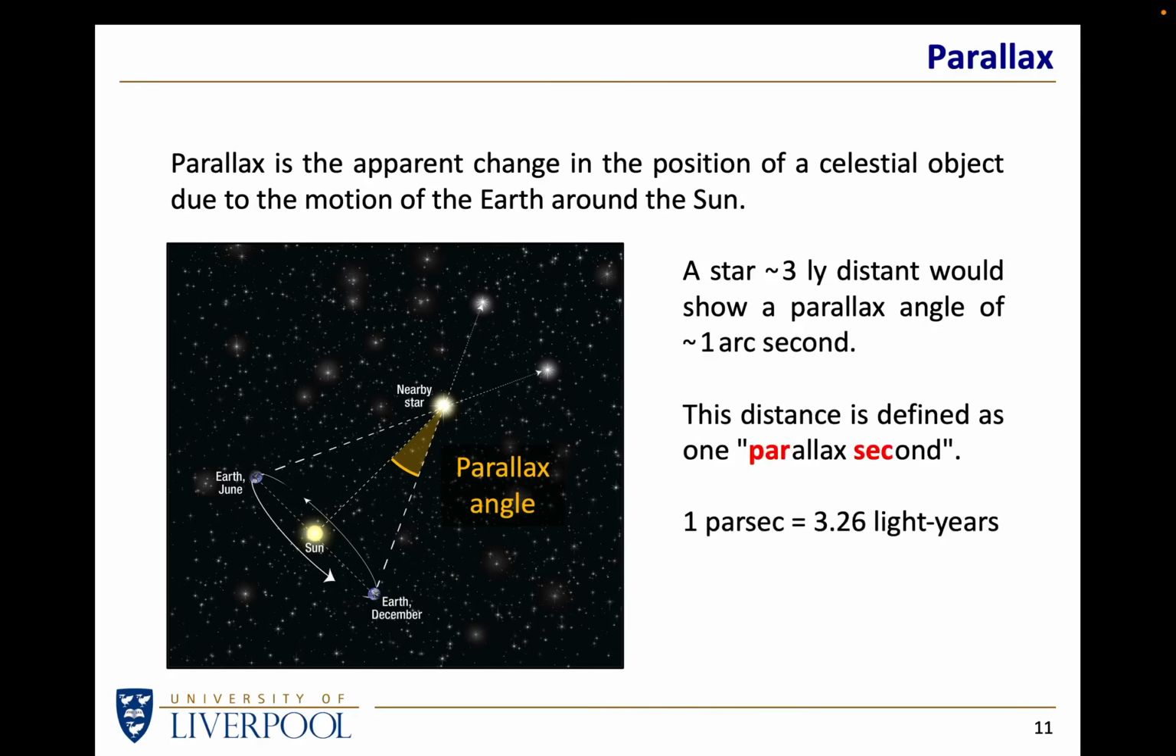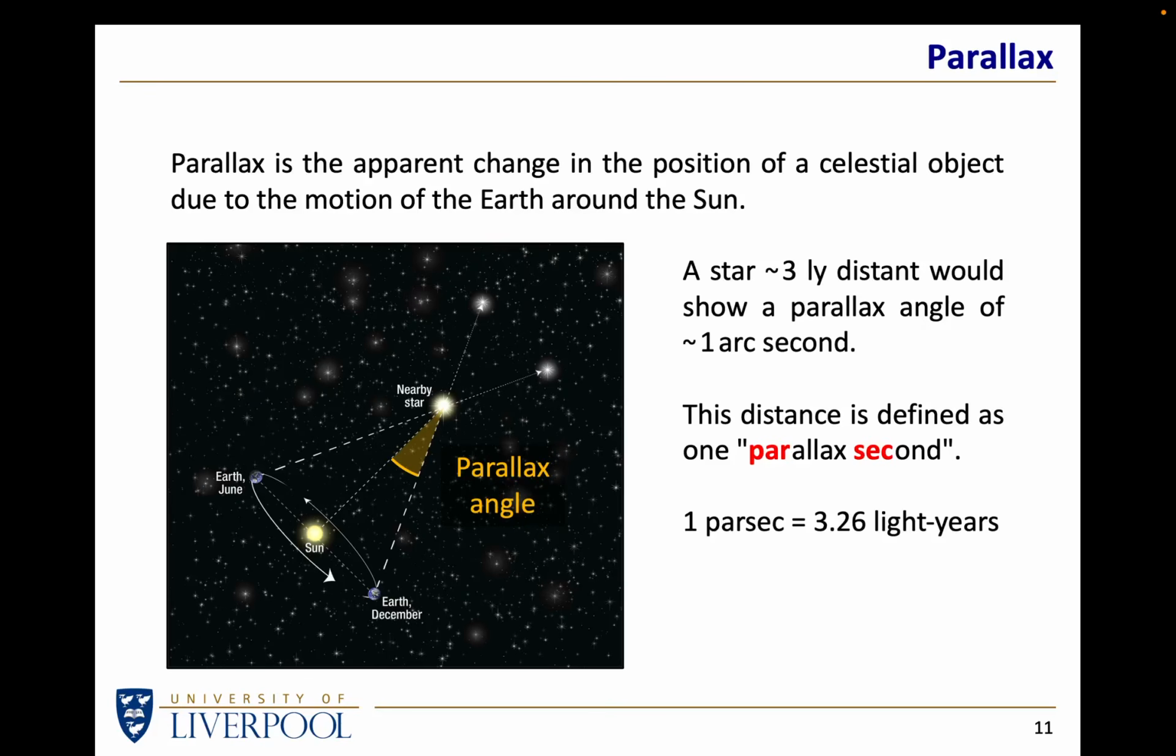The distance at which an object would have a parallax of 1 second is called, not surprisingly perhaps, a parallax second, or it's been abbreviated to a parsec. So 1 parsec is the distance at which an object would have a parallax of 1 arc second. In fact, there are no stars closer than 1 parsec. 1 parsec is about 3 light years. The closest star is about 4 light years.